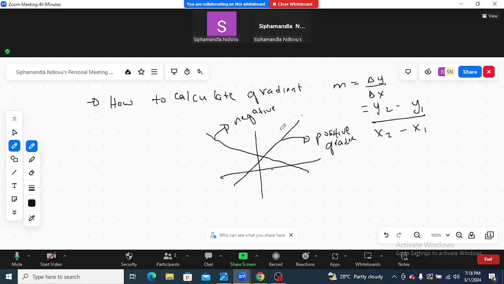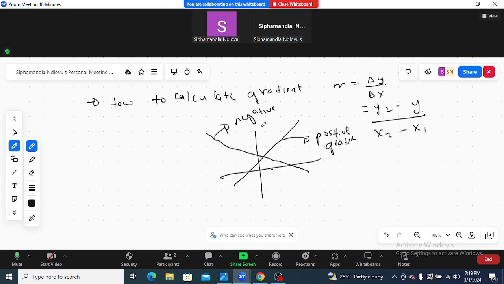Yes. All right. So if the line is drawn from the negative x-axis to the positive x-axis, you get a positive gradient. But if the line is drawn from the positive x-axis to the negative x-axis, you get a negative gradient.